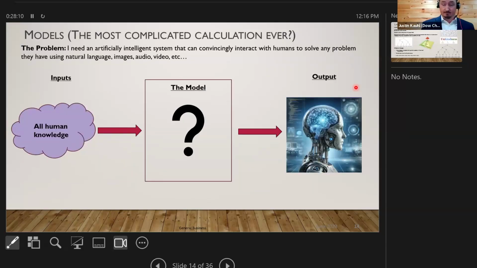So back to the examples of the models. What could maybe be the most complicated calculation ever done? Well, if your problem is I need an artificially intelligent system that can convincingly interact with humans to solve any problem they have using natural language, images, audio, video, etc., that could be a very complicated problem. Your input in that case is going to be the sum total of all human knowledge. The model, in our case, we're using transformer models and things like that, but there's a lot of variability in how you can set something like that up, and the output's some sort of intelligent seeming machine.